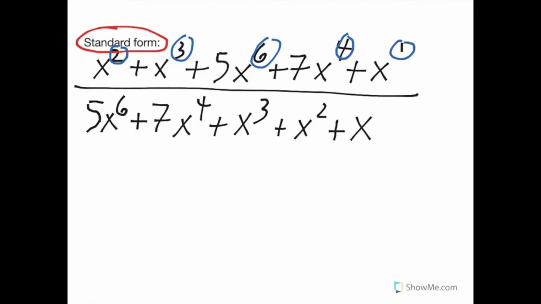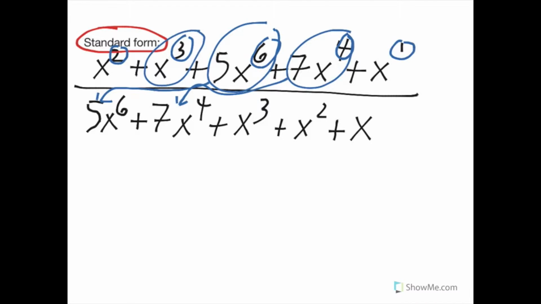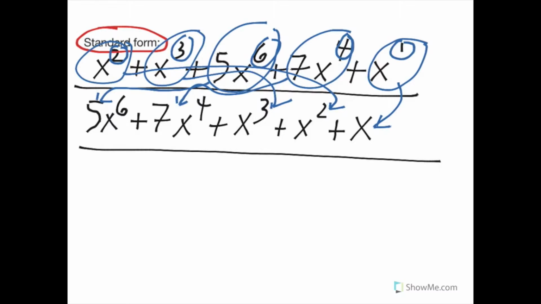And as you can see, this one is the largest, and it goes right here. This one is second largest, and it goes right here. And so on and so forth. This one here, and this one here, and this one here. Now that it is in standard form, this is standard form right here, and this is good.